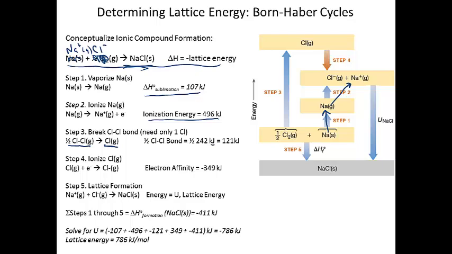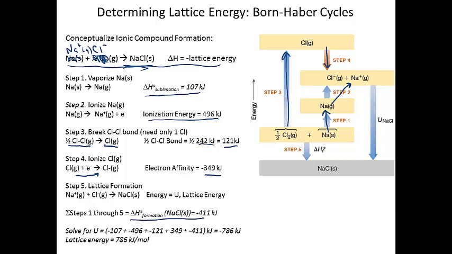We know the chlorine-chlorine bond energy is 242 kilojoules per mole of Cl2 molecules. So we use half of that to get a mole of Cl atoms. So that's 121 kilojoules. So that's that part right there. Then we need to add an electron to the chlorine to get chlorine minus. That's the electron affinity, and that's actually a favorable process, so that goes back down. So that's our 349.